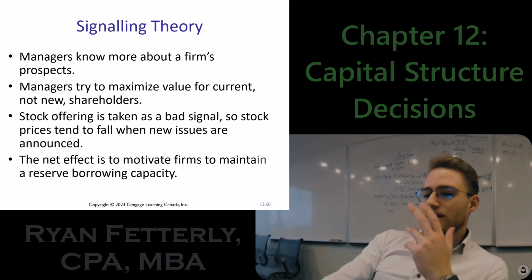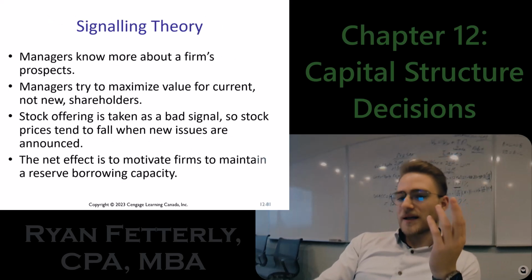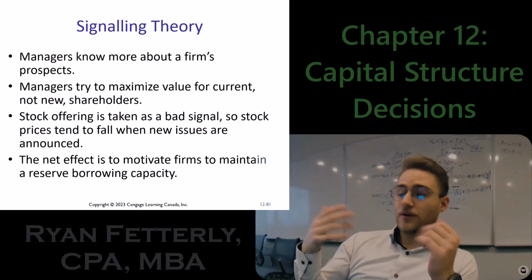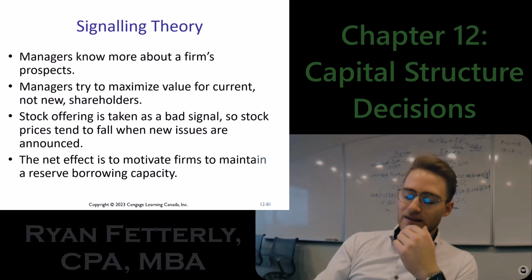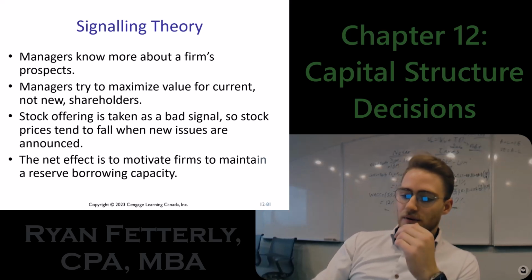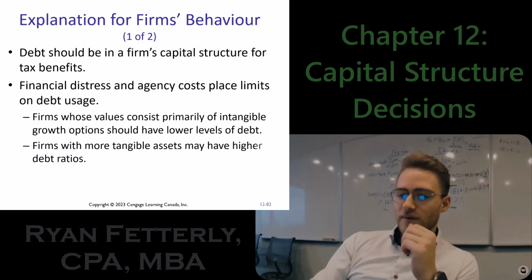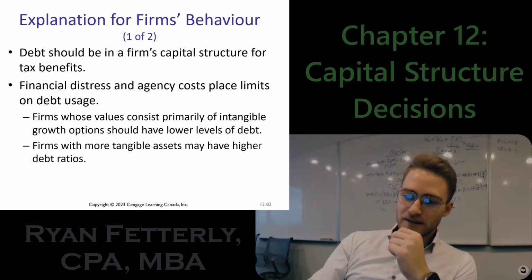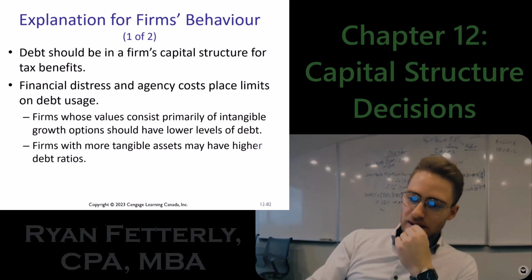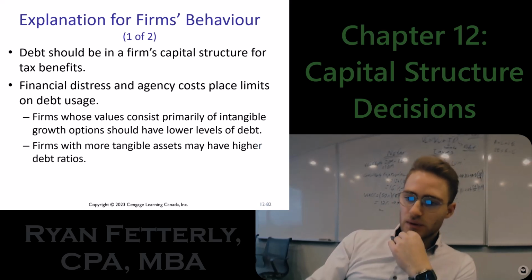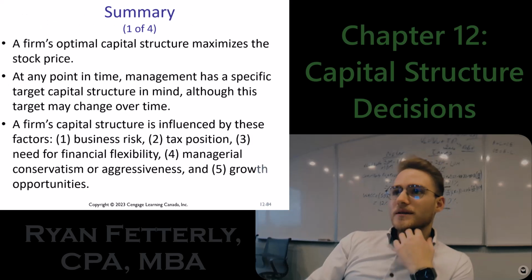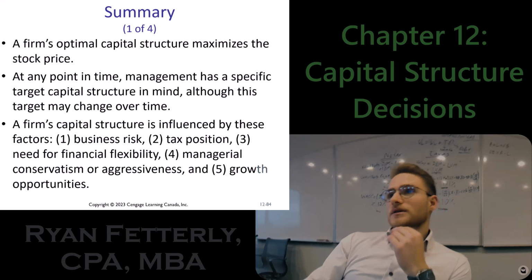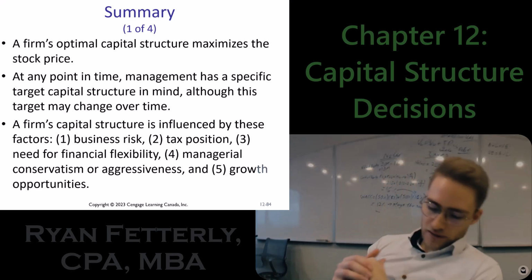And then signaling theory: managers know more about the firm's prospects. So basically they'll maximize the value of the current, not new, shareholders, and stock offerings are taken as a bad signal. So stock prices tend to fall, right? Explanation of firm's behavior. Debt should be in a firm's capital structure for tax benefits, and financial distress and agency cost place limits on debt usage as well. And then we are in the summary. So this pretty much covers all of the capital structure theories.